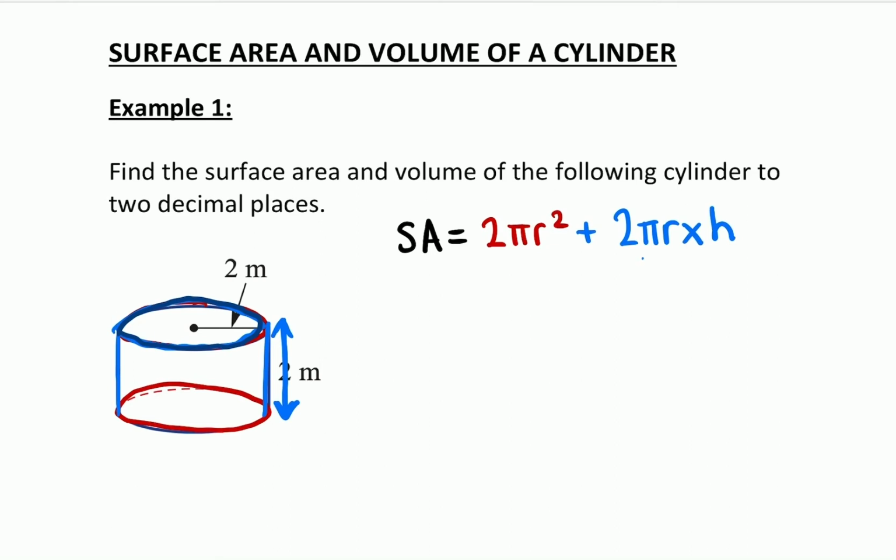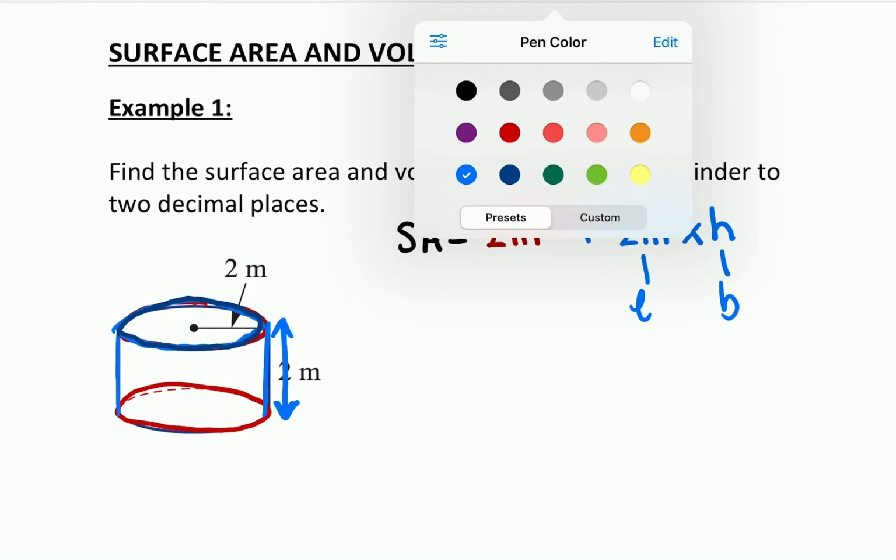It's kind of like this is the length and this is the breadth of the rectangle if you were to unravel it. You might want to have a look at the surface area of a cylinder lesson on the website. You can see there's a nice GIF image, and you can see the cylinder unraveling, and you can see the formula as well. So that's our formula for surface area of a cylinder.